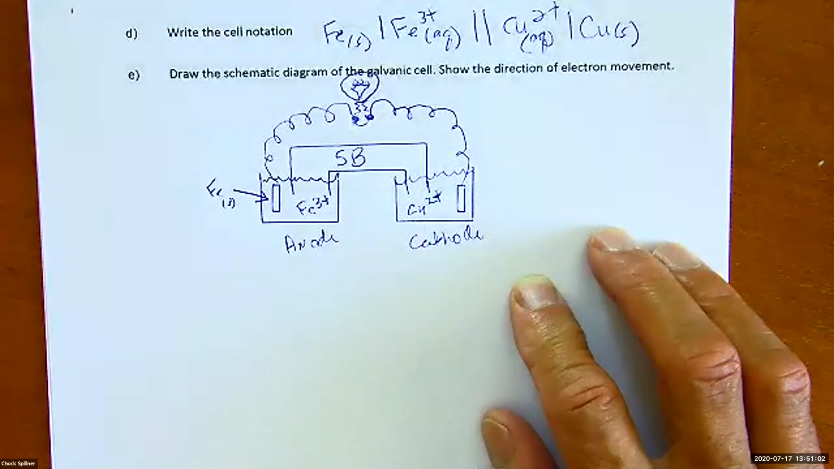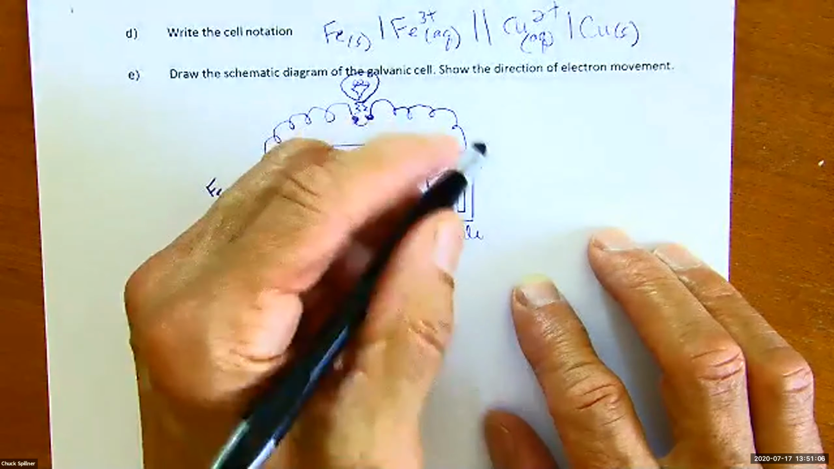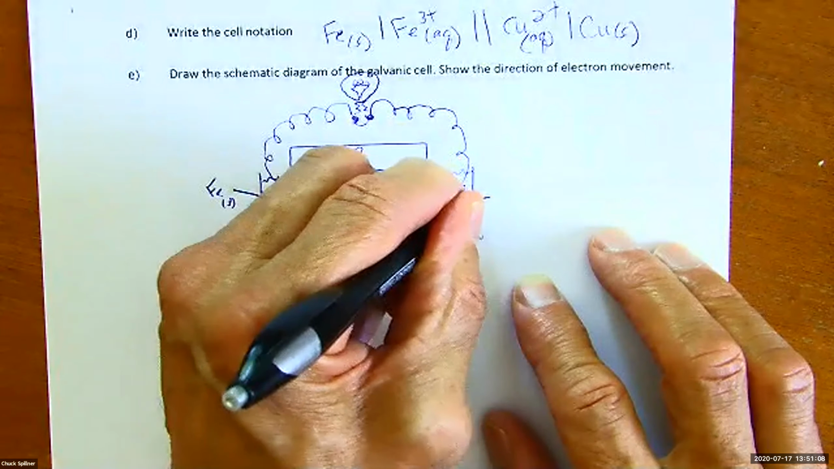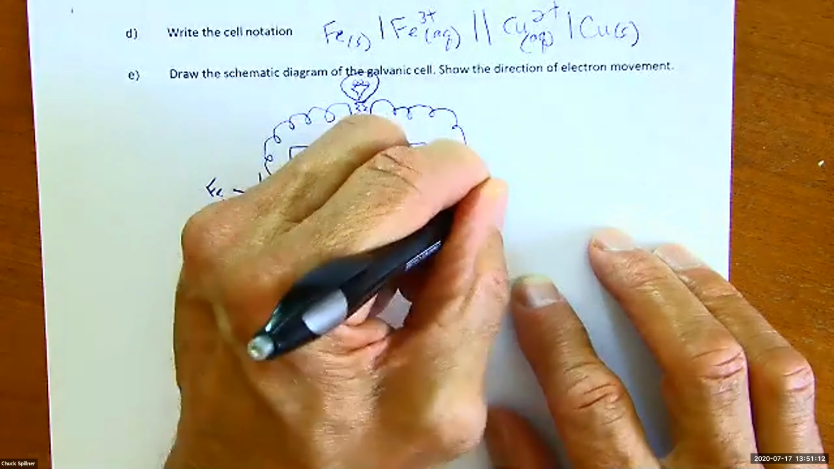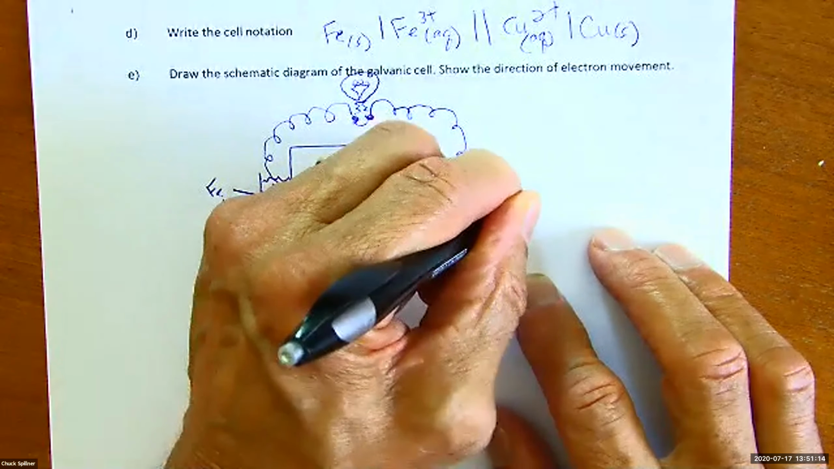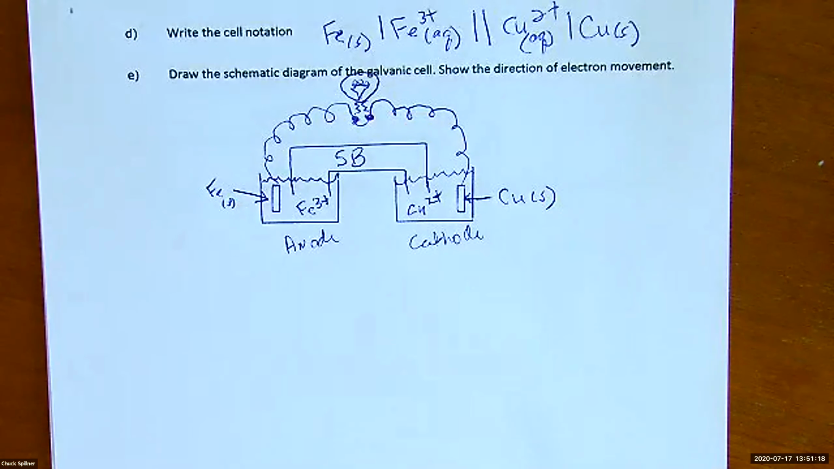I don't have to put the aq because it's in water. The little waves here indicate this is an aqueous solution. And then on the copper electrode, I'll just put an arrow here pointing to the cathode, and the electrode on the cathode side is going to be solid copper. So that's it. That's what the diagram looks like.